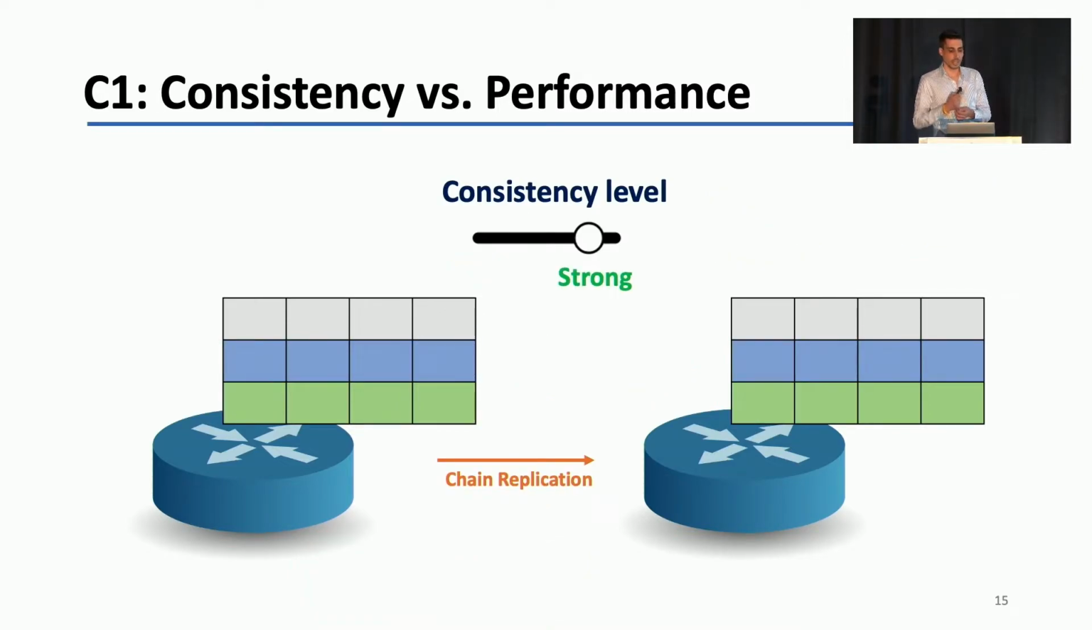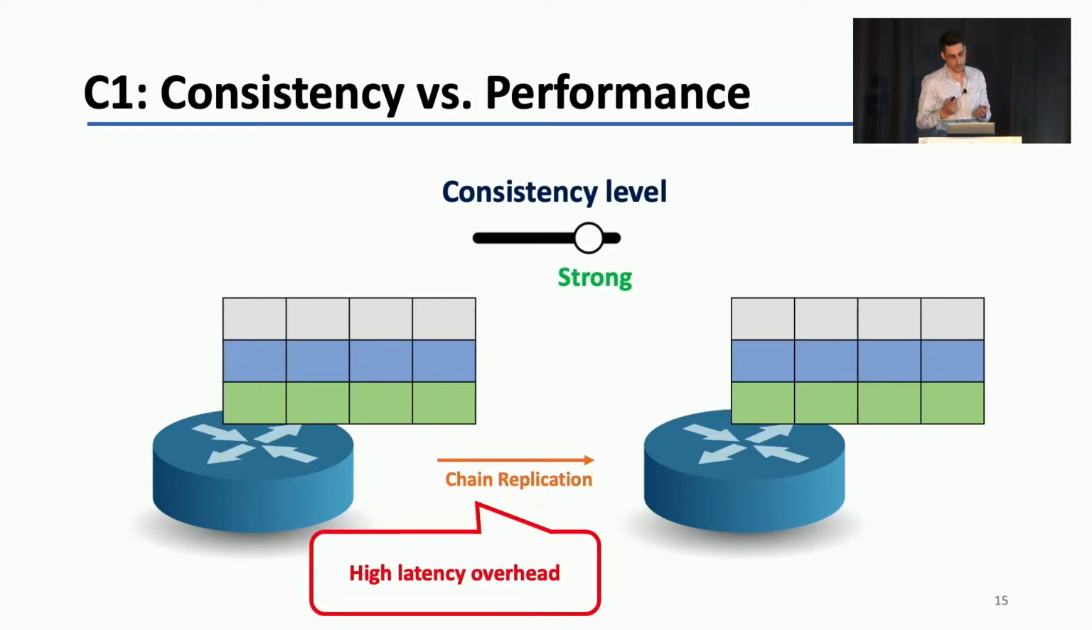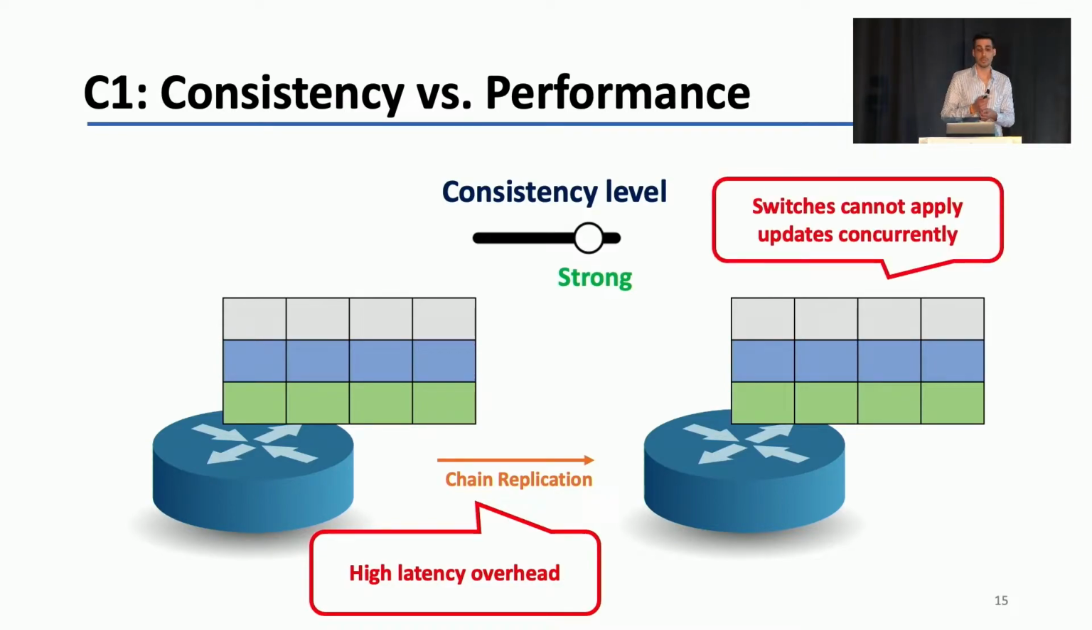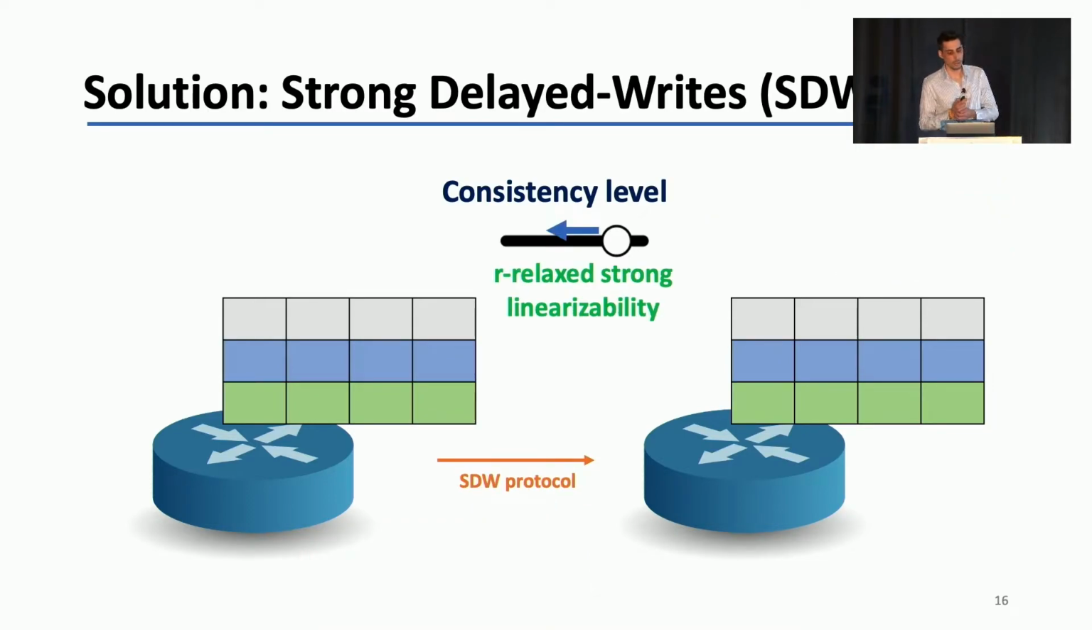On the other end of the spectrum, we have strong consistency, and this can be implemented by running a chain replication protocol between the switches. While this consistency will eliminate the inconsistent decisions, it does bring some drawbacks. Since strong consistency is expensive to implement, it has high replication latency, and it also limits the concurrent operations on the sketch.